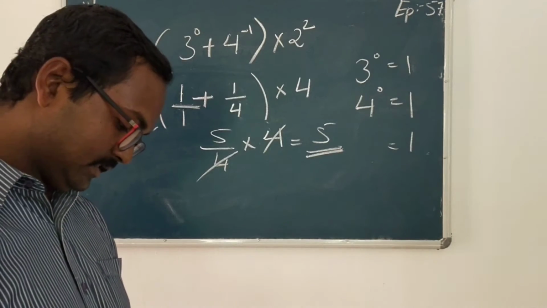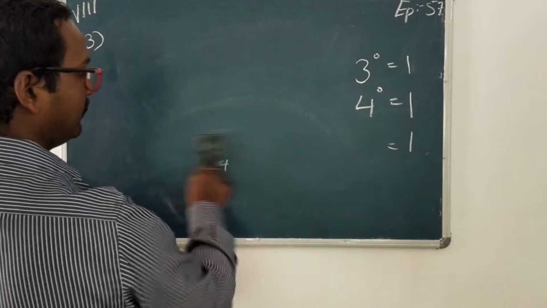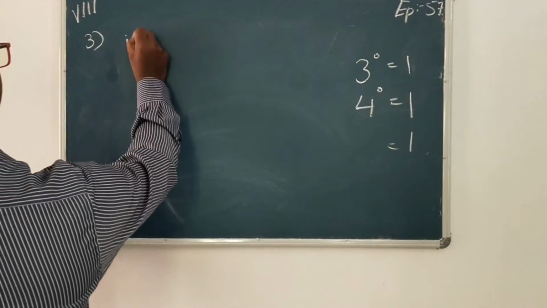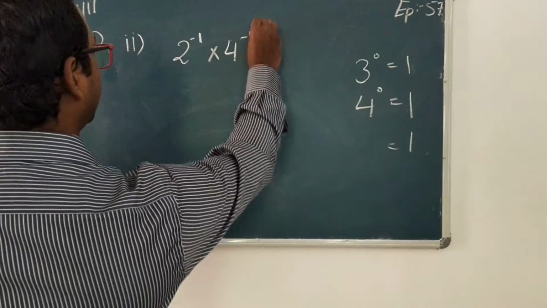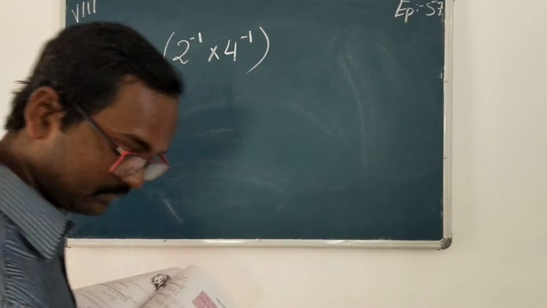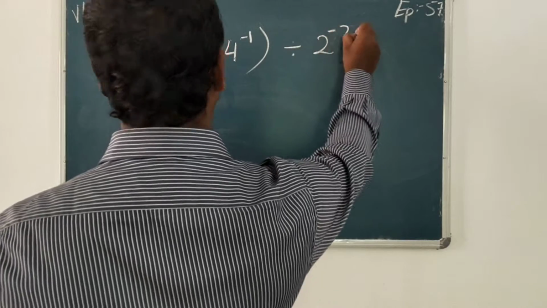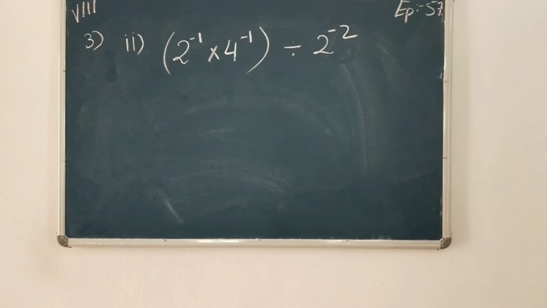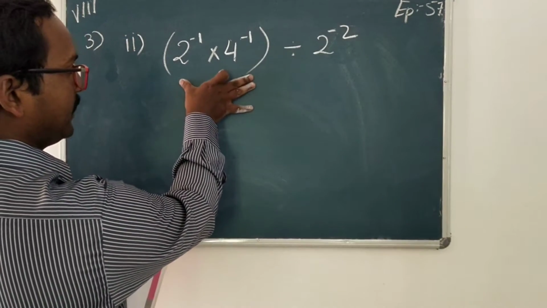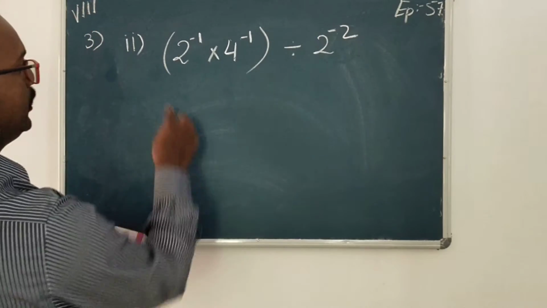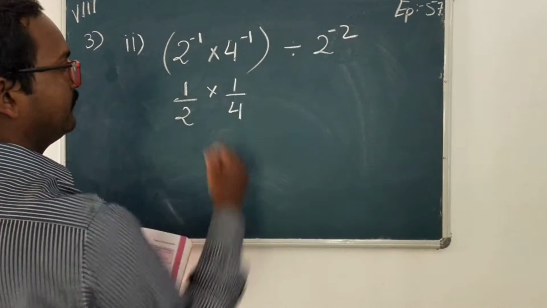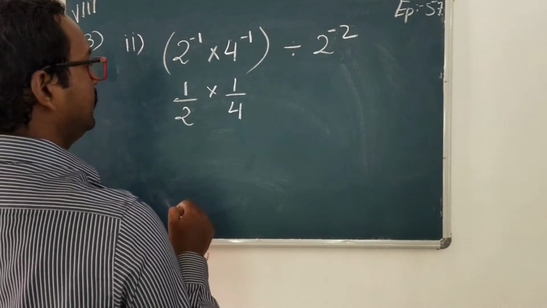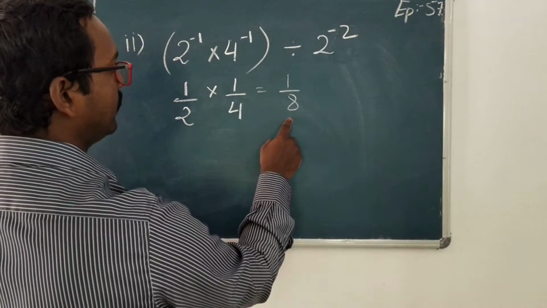Okay. Now let me do the second one. Into 4 power minus 1, divided by 2 power minus 2. So students, see here, we have to solve the part in the bracket first, then divide the answer by 2 power minus 2. So let's start from here. 2 power minus 1 is 1 by 2, multiplied by 4 power minus 1, which is 1 by 4. Take the reciprocal whenever the power is in negative exponents. Now if we solve this, we will get 1 by 8.